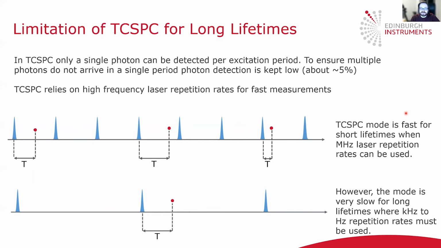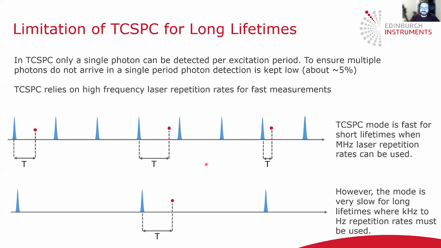The downside of the technique is that it becomes inefficient and slow for measuring longer lifetimes. And the main reason for this is because of this requirement that only a single photon can be detected per excitation period, so per flash of the laser. And TCSPC therefore relies upon high frequency, so high repetition rate lasers for fast measurements.